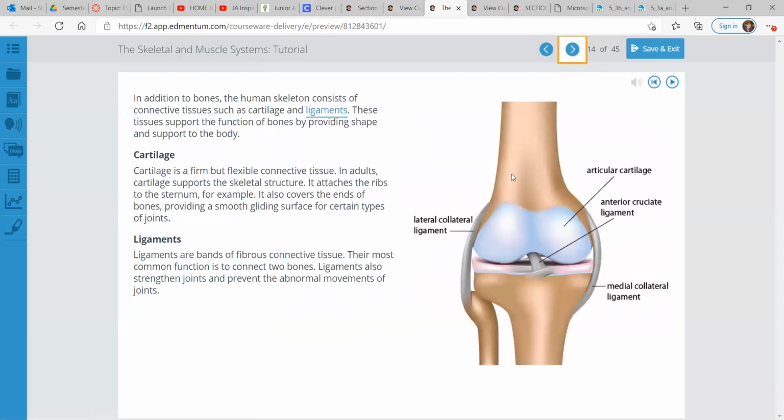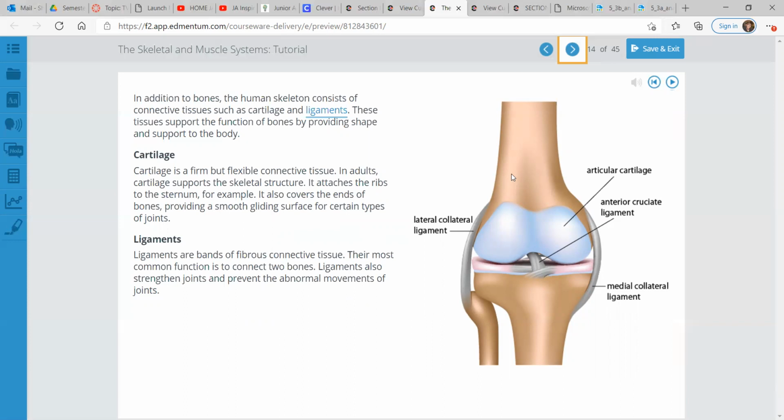In addition to bones, the human skeleton consists of connective tissues such as cartilage and ligaments. These tissues support the function of bones by providing shape and support to the body. Cartilage is a firm but flexible connective tissue. In adults, cartilage supports the skeletal structure. It attaches the ribs to the sternum, for example. It also covers the ends of bones, providing a smooth gliding surface for certain types of joints.